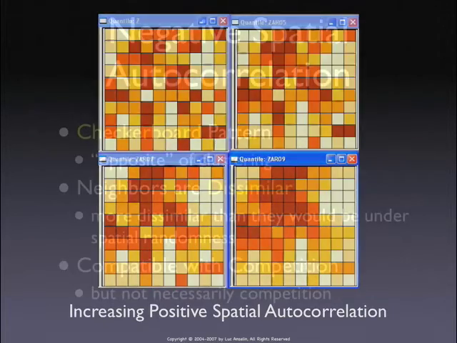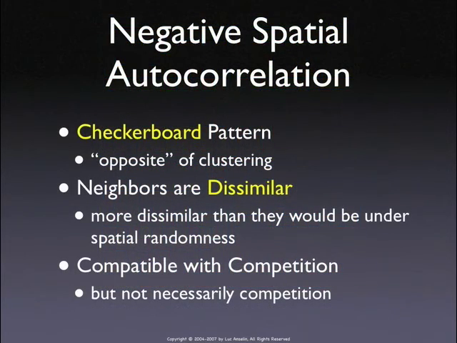Okay, negative spatial autocorrelation is a little more difficult concept. I like to refer to it as the opposite of clustering, which doesn't help. It's really a checkerboard pattern. It's the dissimilarity. So it's compatible with the notion of competition. But then, again, don't fall in the same trap. Competition is just a natural way to think about the interaction that goes on.